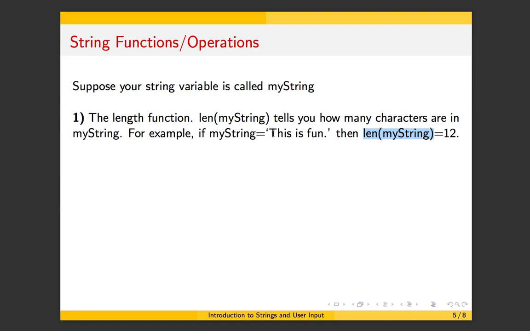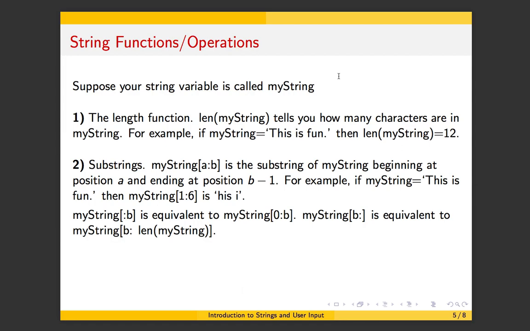Let's just count the characters. THIS, that's 4 characters. The space is now 5. 6, 7. The space is 8. 9, 10, 11, 12. That period is the 12th character, and then the string is over. So a total of 12 characters: 9 letters, 2 spaces, and 1 period for a total of 12.